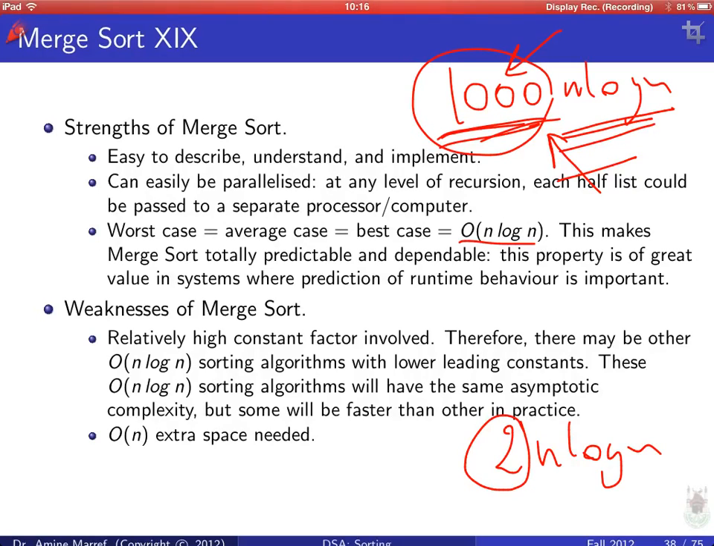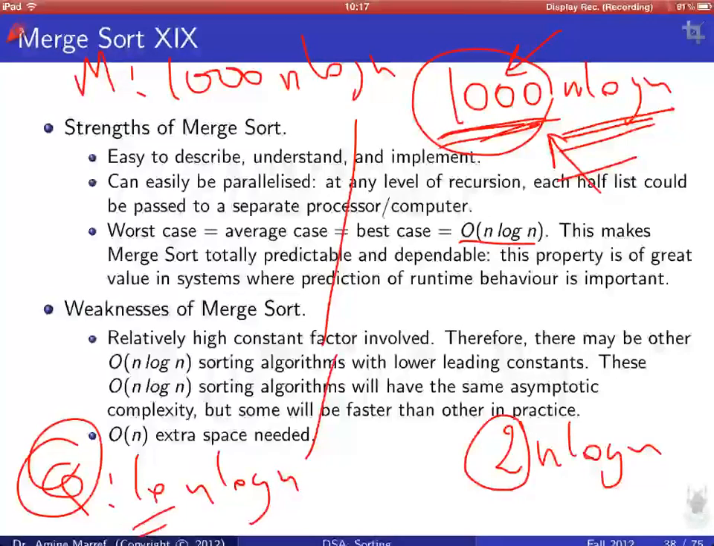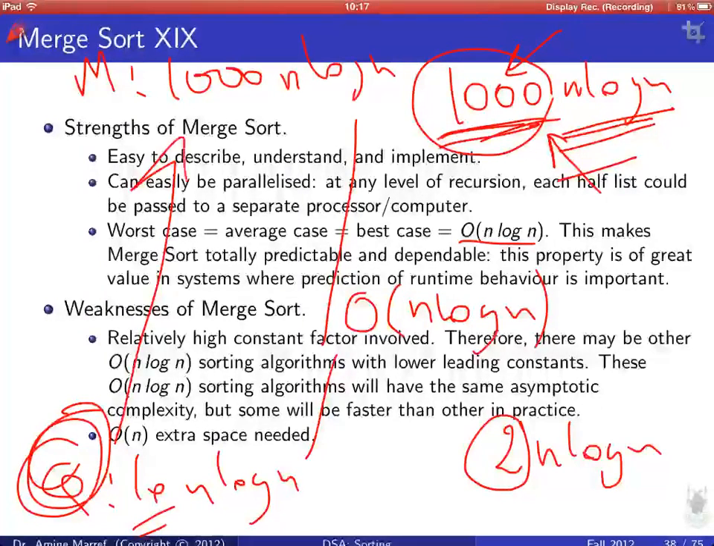What I'm trying to say is merge sort has, for example, let's say a complexity of 1000 n log n. If we find another algorithm which has complexity 10 n log n, then obviously this algorithm is going to be better because it has a smaller constant factor. Although both of them are big O of n log n, so they have the same complexity, this one is practically better than this one because it has a smaller constant factor.